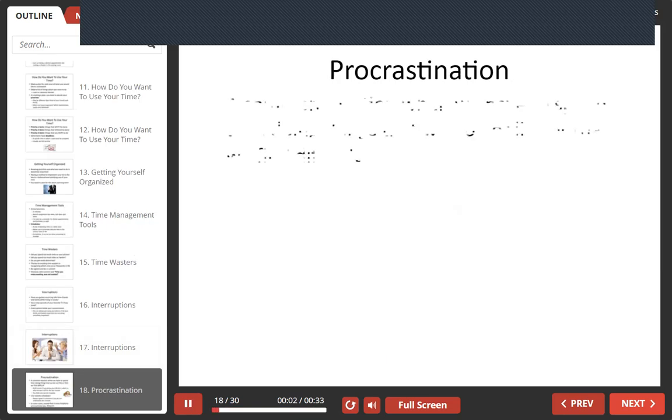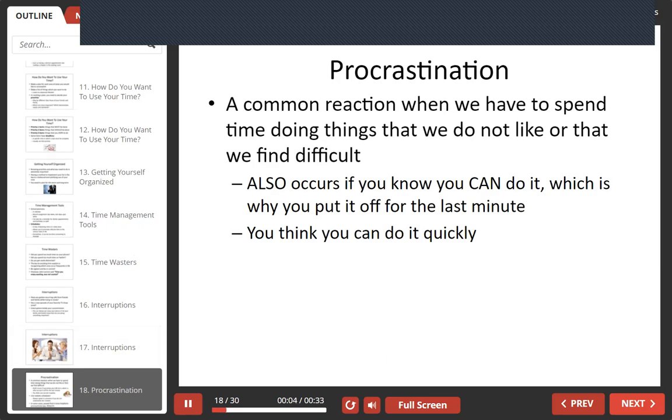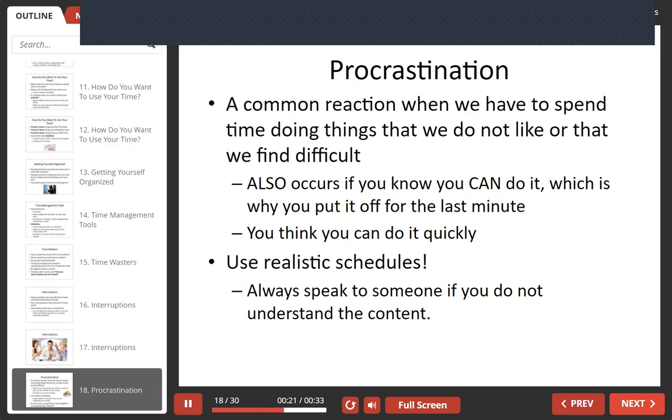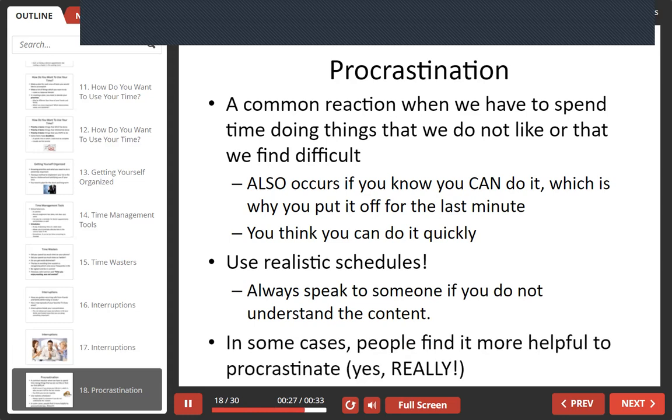So procrastination is a common reaction that we have when we spend time doing things that we do not like or that we find difficult. Also, it occurs if you know that you can do it, which is why you put it off for the last minute. You think you can do it quickly, essentially. But you must use realistic schedules. Always speak to someone if you do not understand the content. But in some cases, people actually find it more helpful to procrastinate. Yes, really.